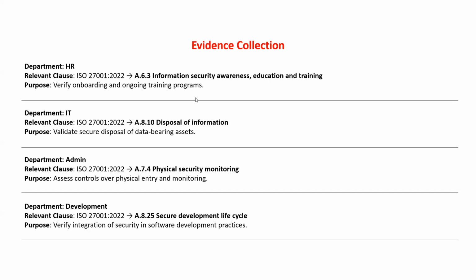Correct. SOA, statement of applicability. Absolutely. There you will get the information on which specific control is there and which specific control has been omitted.